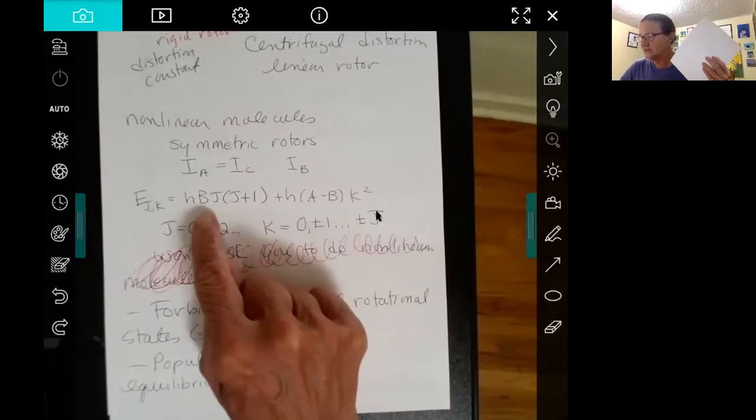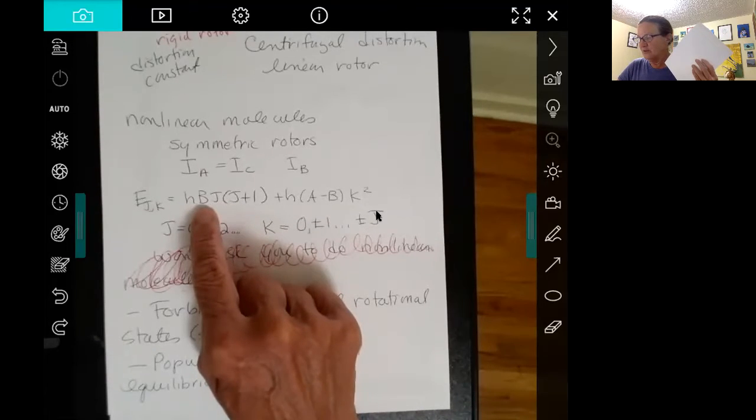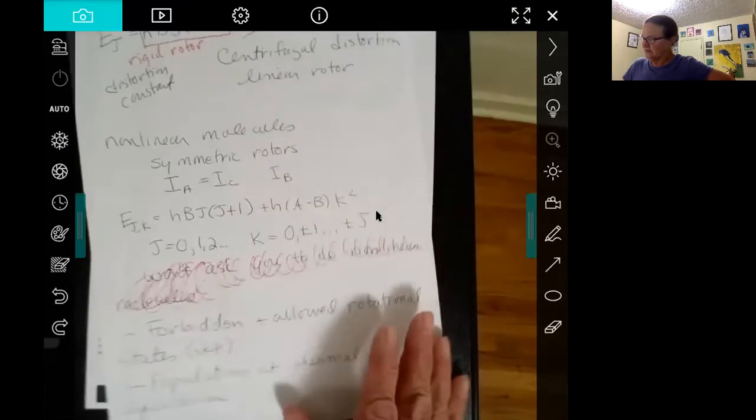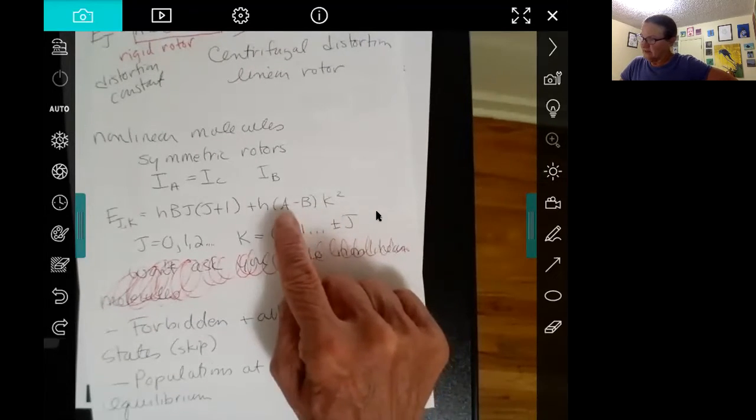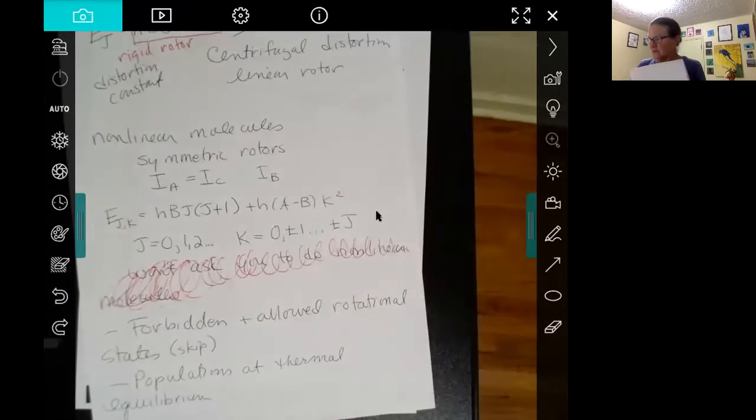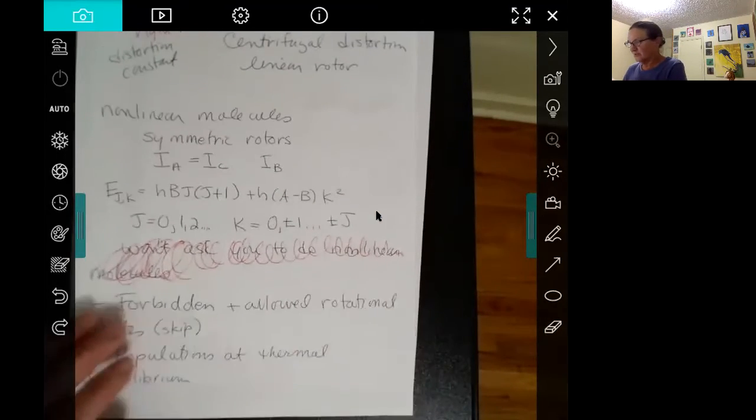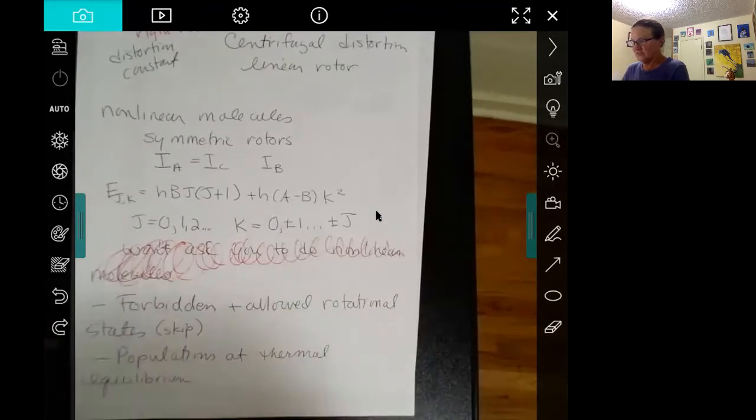So each of these terms depends on the moment of inertia that you're talking about. So the rotational constant with the moment of inertia that's unique. And then the second one is the one that you have 2 of, and the unique one. So the K value really tells you the orientation of your rotation, and the J tells you the total angular momentum.